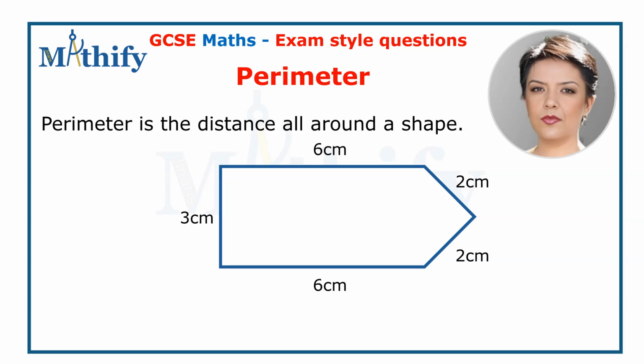All you need to do is just add all of these values together. So 3 plus 6 plus 2 plus 2 plus 6. When you do that, that will give us our total perimeter of 19 centimeters. So these are all the important steps that you need to do. Nothing else. This is quite a quick fire and simple strategy.